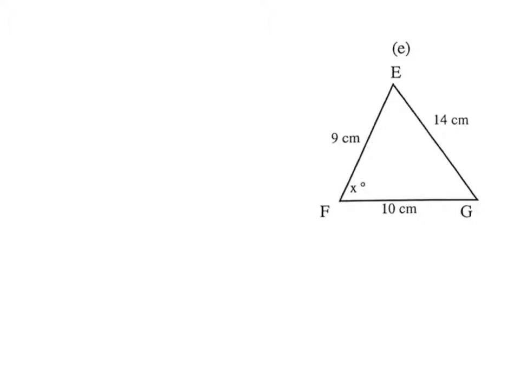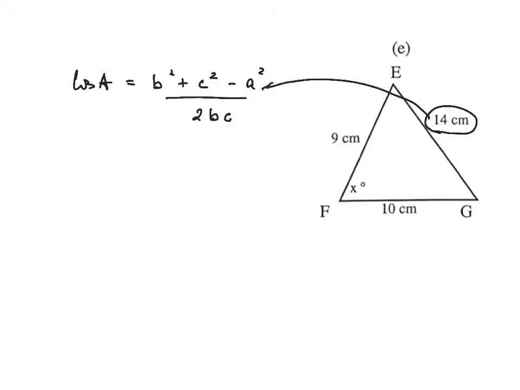Now what we have here is a triangle with 3 sides and no angle, so it's the cosine rule for an angle. And this side is important because that's the side opposite the angle. That's the side that goes in this position here. We can't put either of the other 2 sides in that position. So 9 squared plus 10 squared minus 14 squared over 2 times 9 times 10.